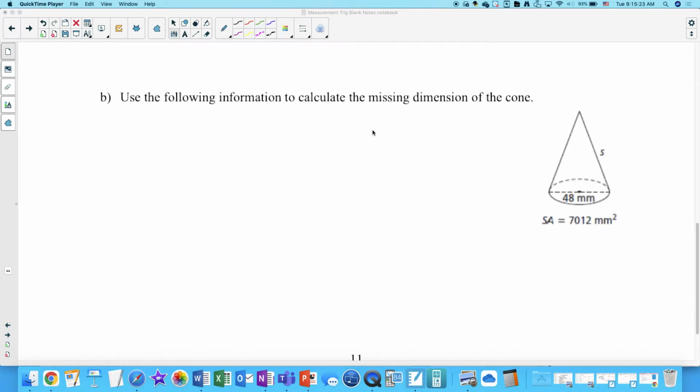All right, so use the following information to calculate the missing dimension of the cone. Here we know the surface area is 7,012 millimeters squared, and we know the diameter, and we want to figure out the slant height. What do you think a good place to start would be?